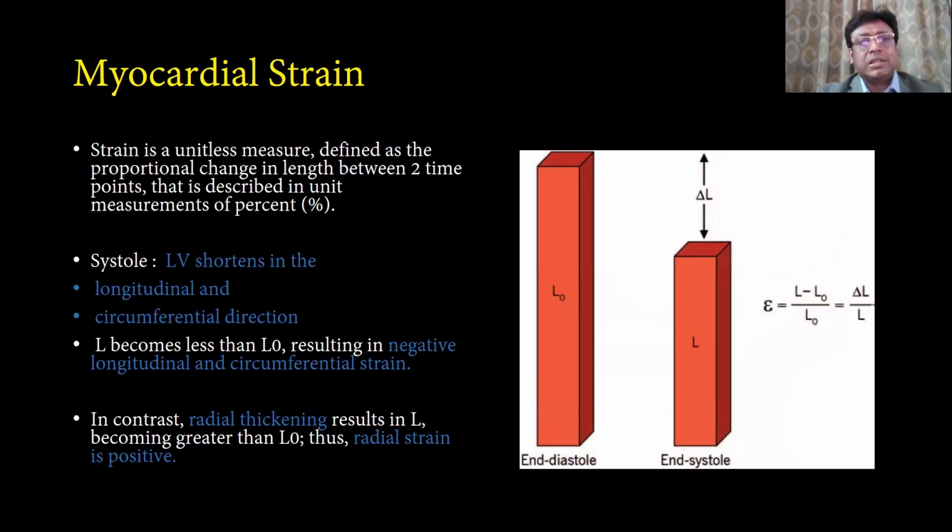So what it does is it helps assess myocardial strain, which is a unitless measure and is defined as a proportional change in length between 2 time points. And what happens in systole is that the LV shortens in longitudinal and circumferential direction. So the strain derived, because the LV shortens, the value is negative, in contrast to radial thickening, because if you look at a short axis view and you assess the contraction in the radial direction, there's thickening of the myocardium. So the radial strain that is derived is a positive value.